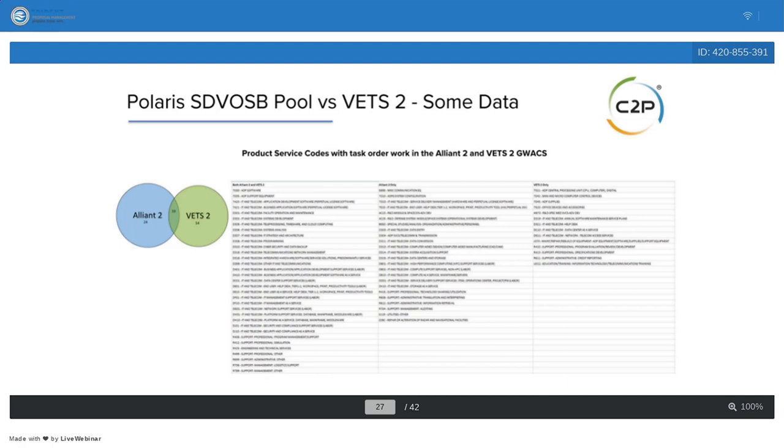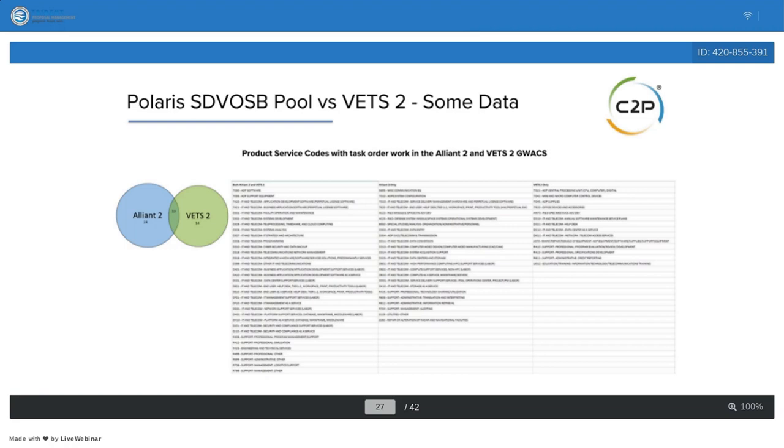So again, it's hard to read on the screen because we're looking at such a small picture, but you'll get these slides later. And you can see that there is a significant amount of overlap in the vehicles as far as which PSC codes they've been giving work to. However, Alliant 2 also has a significant number of product service codes that haven't been used in VETS 2, and VETS 2 also has a smaller number that Alliant has never had.